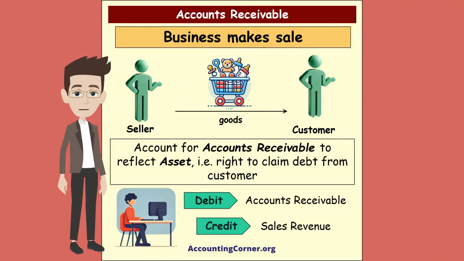When goods are sold to a customer, but payment is not yet received, the seller will account for accounts receivable in its accounting records. The following accounting entry is done. Debit, accounts receivable. Credit, sales revenue. Accounts receivable is an asset of the seller, which represents the right to claim debt from the customer.